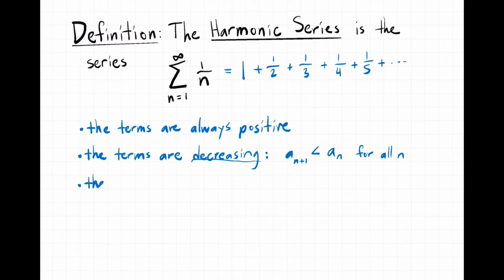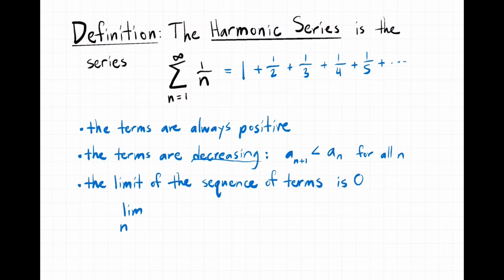The limit of the sequence of terms is 0. In other words, the limit as n goes to infinity of just a sub n. Well, that's the limit as n goes to infinity of 1 over n, which is, of course, as n gets bigger and bigger and bigger, 1 over n gets closer and closer and closer to 0.